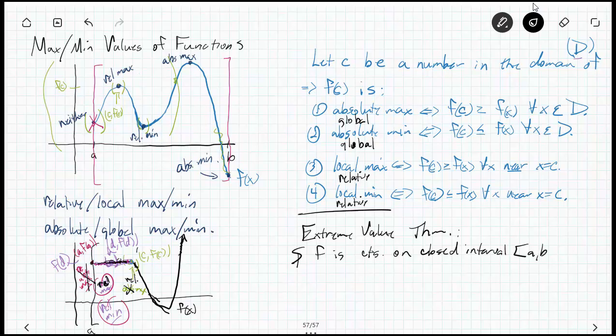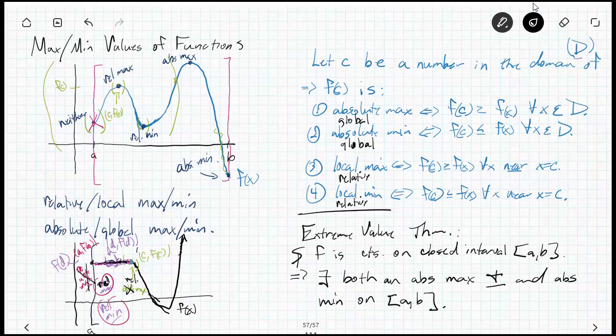Let's go a, b. If f is continuous on a closed interval [a, b], then this implies there exists both an absolute max and an absolute min on the closed interval from a to b. There has to. It makes sense, right? It's continuous, so there are no jumps, there are no skips.